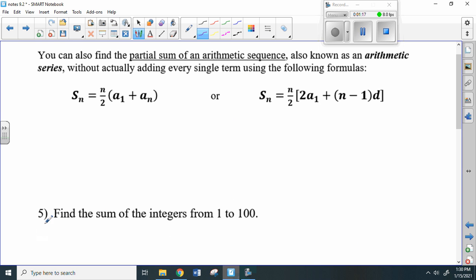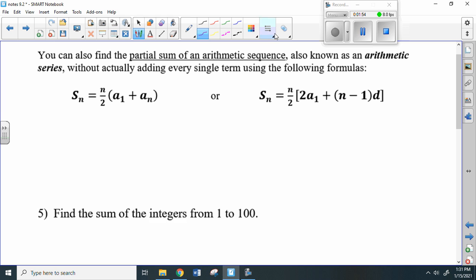Look at a problem like number 5. Find the sum of the integers from 1 to 100. That means I'm asking you to find the sum of every single whole number from 1 to 100. And I certainly don't want to sit on my calculator and do 1 plus 2 plus 3 plus 4 all the way to 100. So there are 2 different formulas that we can use depending on what we know, or in other words, what we're given.